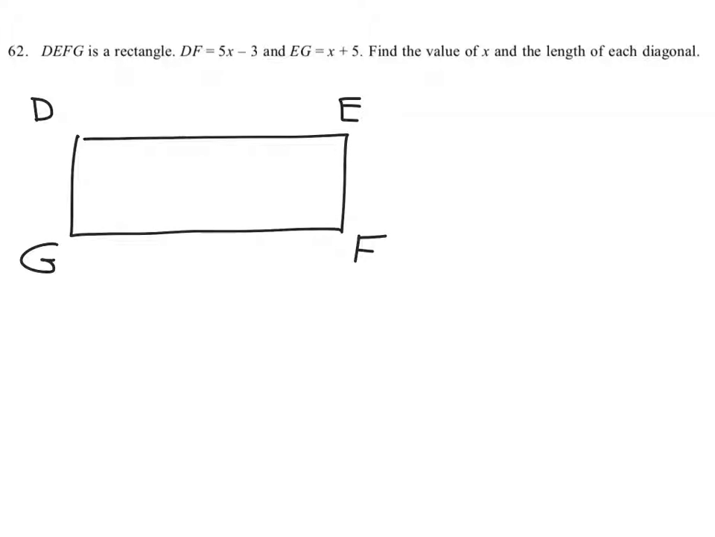And DF, one of the diagonals, is 5x minus 3. And EG, one of the other diagonals, is x plus 5. And what do we know about the diagonals of a rectangle? We know that they're equal to each other. They're congruent in length.